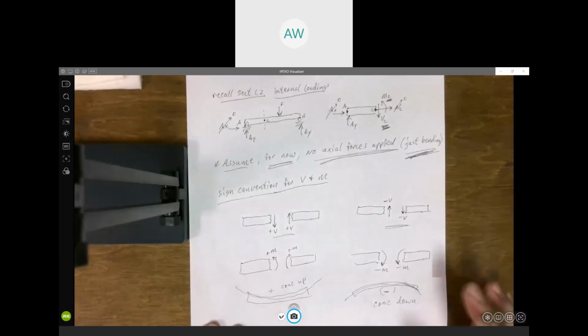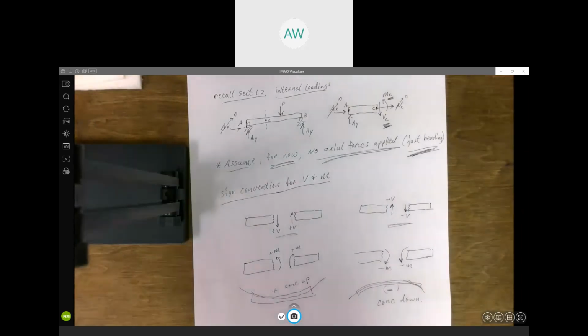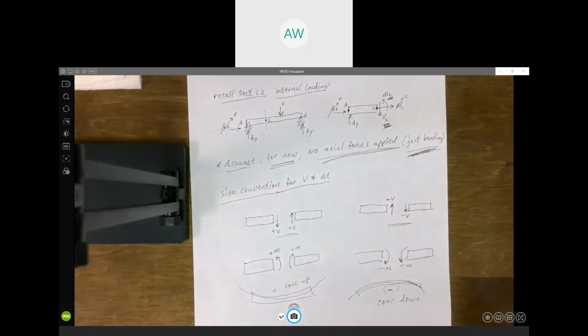All right. So that's all I want to talk about today. We'll continue the discussion on shear moment diagrams tomorrow. Maybe we'll even get to construct one tomorrow. All right. Any questions at this point related to shear moment diagrams?